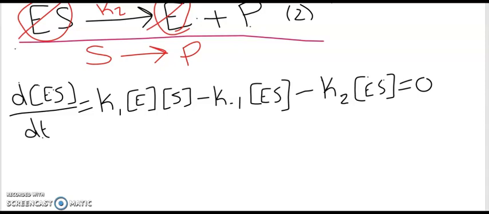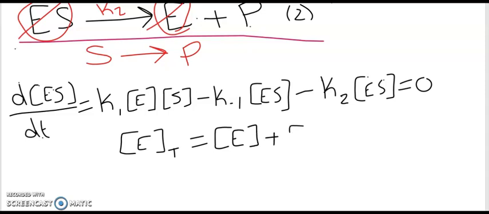And this equation consists of the concentration of the reactants of K1, K minus 1, and K2. Because we have an unbound enzyme E, it's very difficult for us to determine its value. Therefore, we have another equation, which is E total, representing the total concentration of enzymes, equals E plus ES.